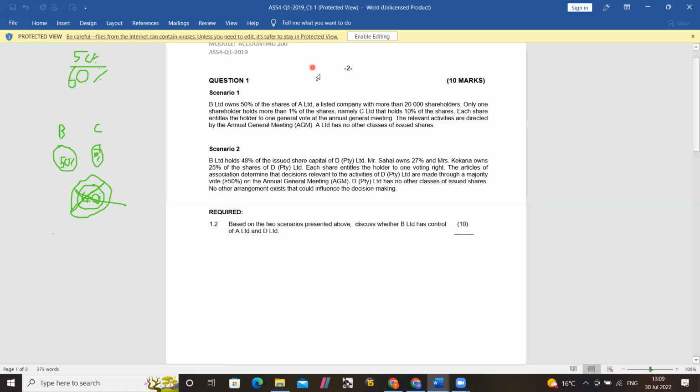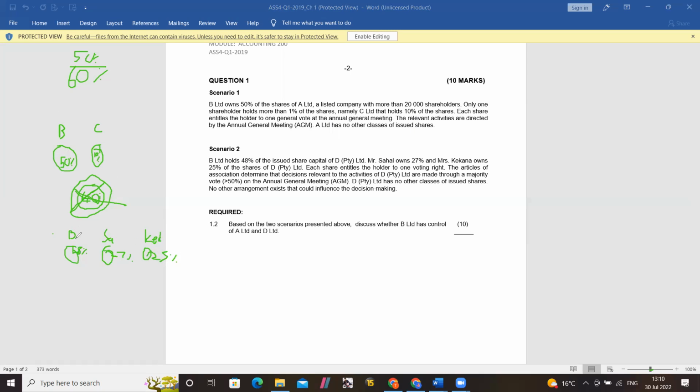And then what happens is now we have to look at our parties, right? Firstly, we have B, right? B owns this 48% stake, right? And we are B, right? We own 48%. And then we have Mr. Sahal, so just call it Mr. SA, who owns 27%, right? And then we have Ms. Kekana, who owns 25%, right? So now let's see this.